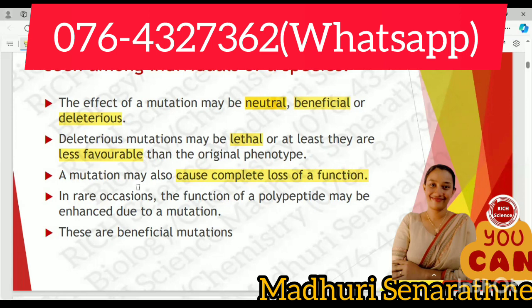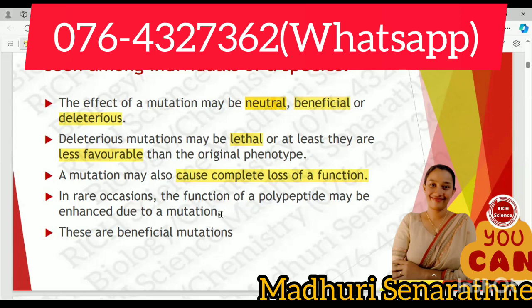A mutation may also cause complete loss of a function. In rare occasions, the function of the polypeptide, which means a protein, may be enhanced due to mutations. In rare cases, they are beneficial. And these are beneficial mutations.